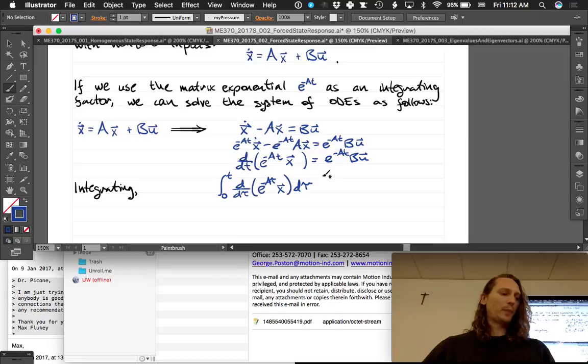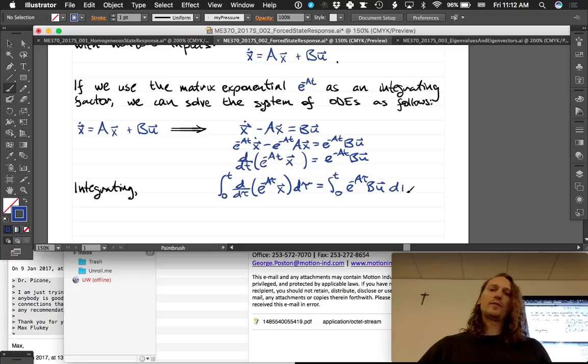Okay. On the other side, we have the integral from 0 to t of e to the negative A tau, or well, we can just use the same integrating dummy variable tau in this one too, B u d tau. Okay, those are separate integrals.